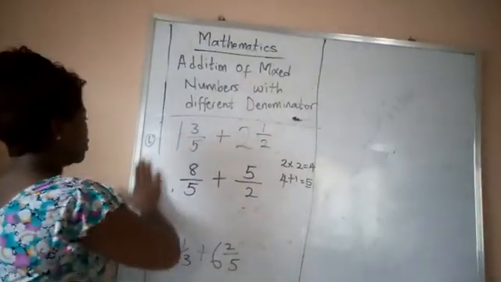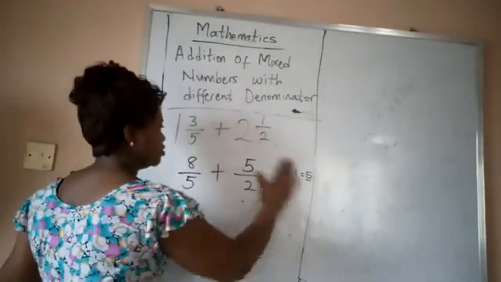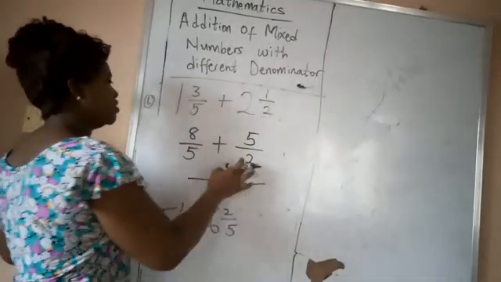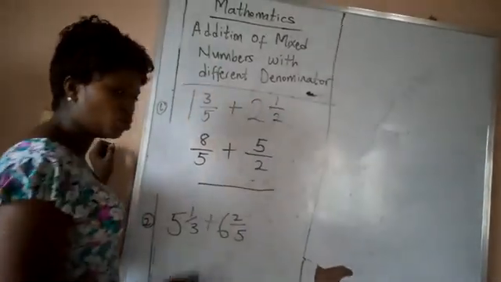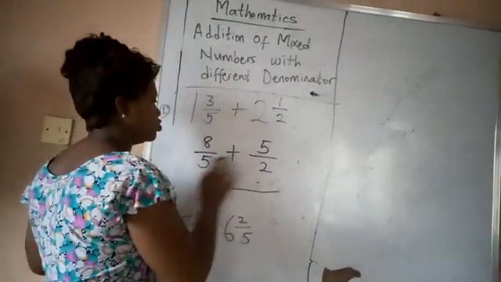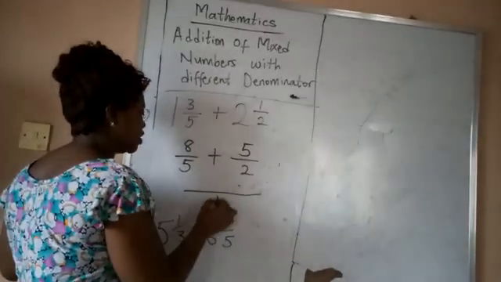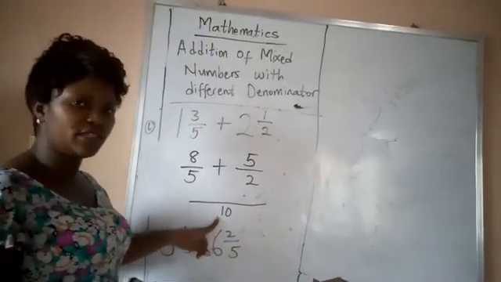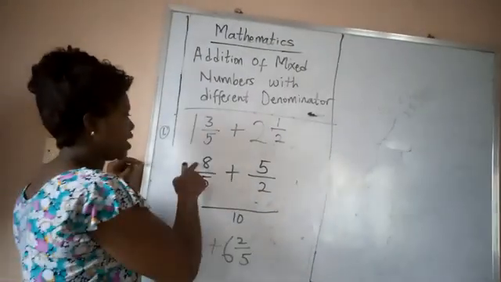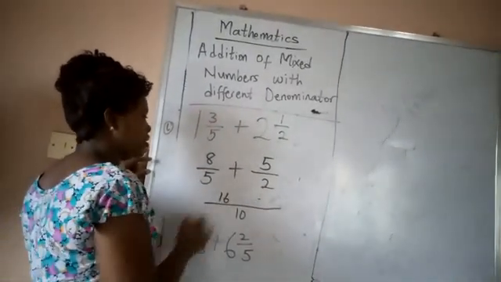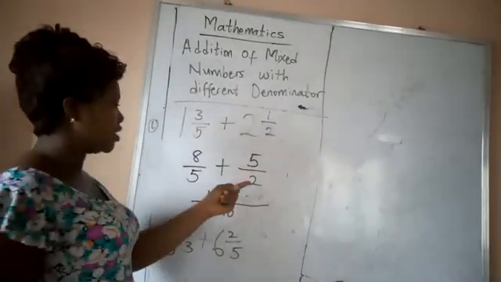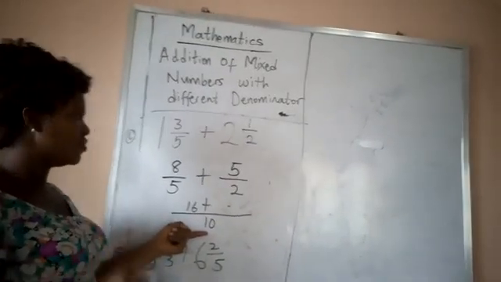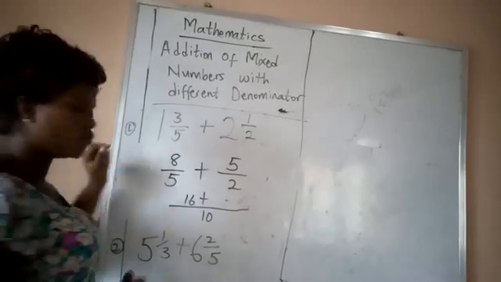Now that we've gotten the improper fractions, we start solving. You draw a big line here and then find the common multiple of 5 and 2. What is the common multiple of 5 and 2? You can just say 5 times 2, and that gives you 10. Now you say 5 in 10, how many 5s would you see in 10? You see 2. 2 times 8 gives you 16. Put your plus sign. Then you say 2, how many 2s will you find in 10? That's 5. 5 times 5 will give us 25.